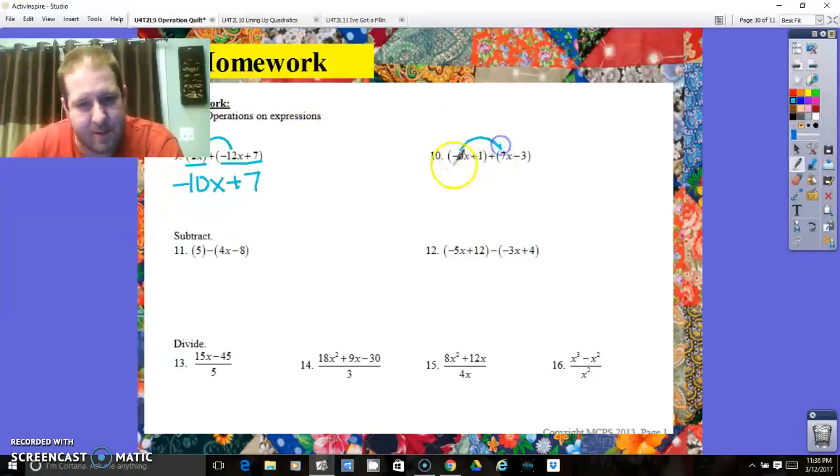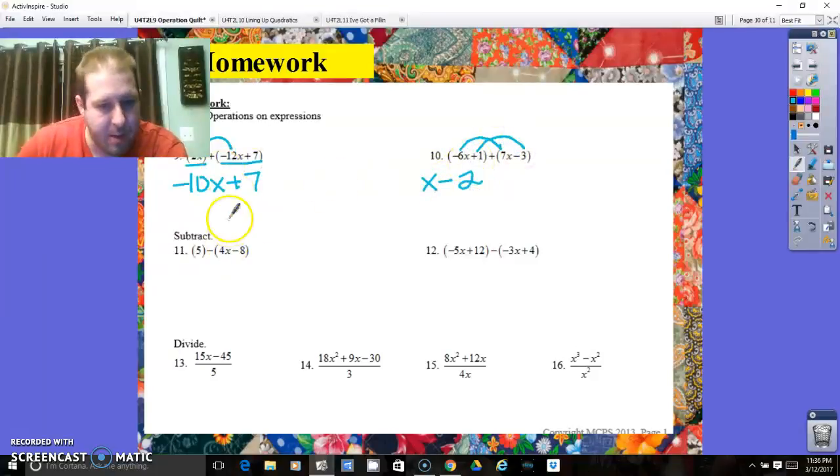Negative 6x plus 7x makes 1x. Well, I'm just going to write x. I don't need the 1. And then 1 plus negative 3 makes negative 2. Done. Subtract. Okay, so now the difficult part about this is the subtraction means you're subtracting all of this.